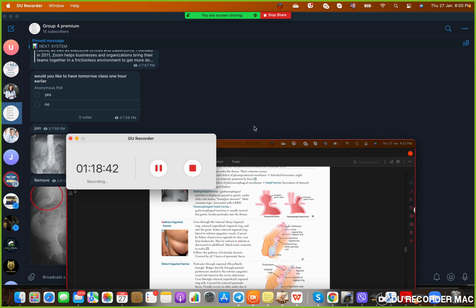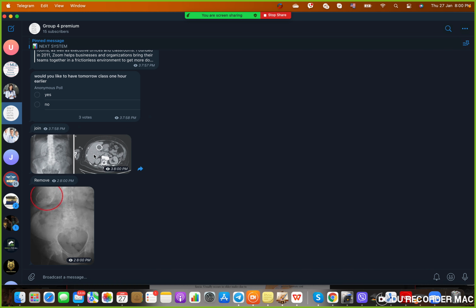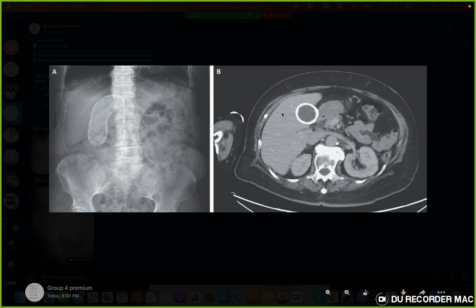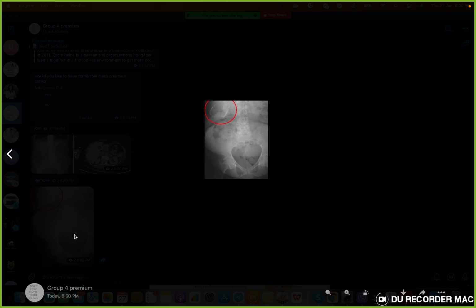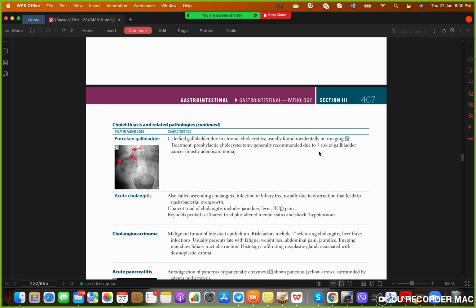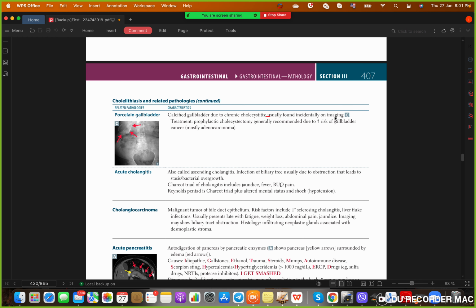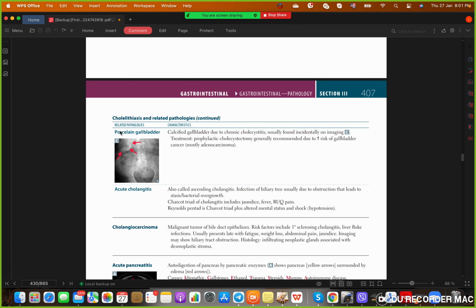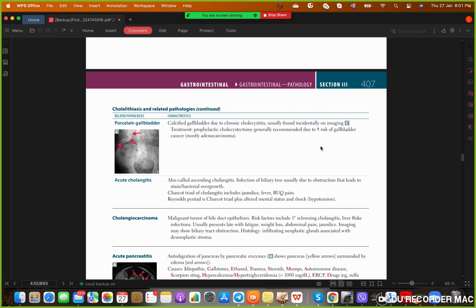Let me just start this. Okay, so for porcelain gallbladder, you must remove it immediately, and it looks like this. There is a whitish rim around it, and when it's seen, there is a risk of cancer of the gallbladder, which is really lethal, and you need to remove it immediately. So they write calcified gallbladder due to chronic cholecystitis, usually found incidentally on imaging, as you can see here. And the treatment, prophylactic cholecystectomy, is generally recommended because these patients have an increased risk of gallbladder cancer, mostly adenocarcinoma.